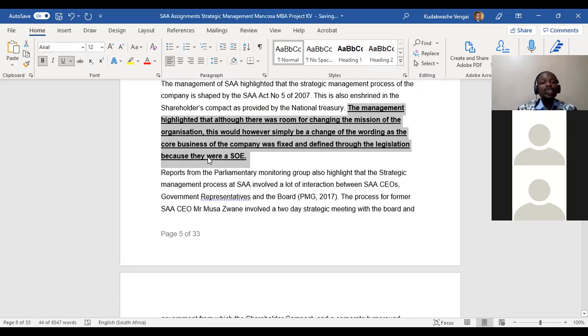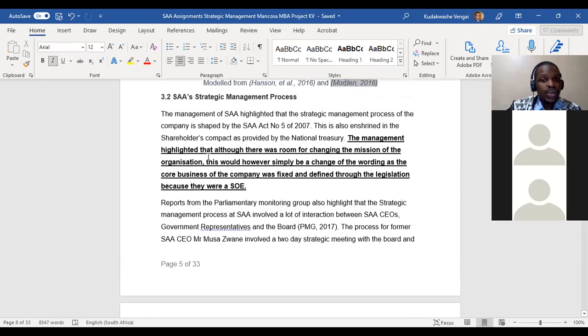They are provided a mission from law, right? From the statute, that's where they get their mission from. And then the management have a little room to wiggle around in terms of the wording of the mission, but basically it is provided from the law. Now, when you now go to best practice, you now ask yourself, who is supposed to form the mission of the organization?